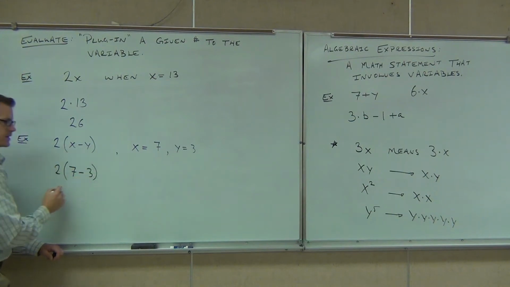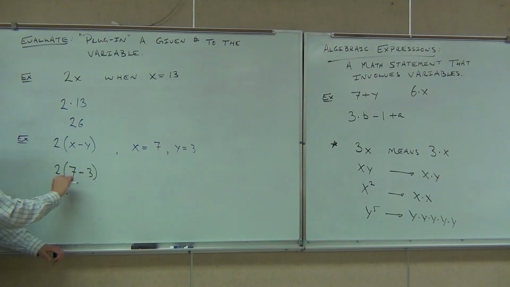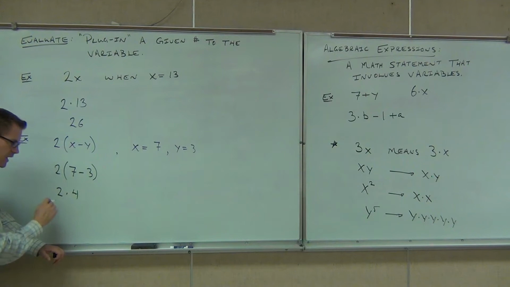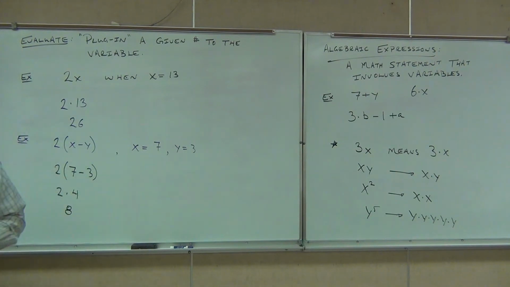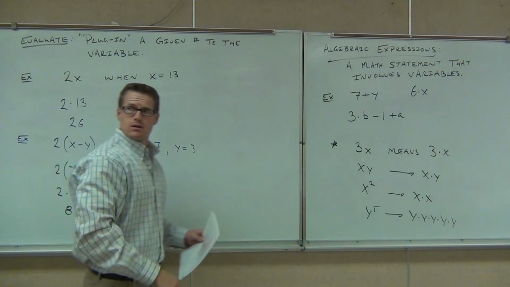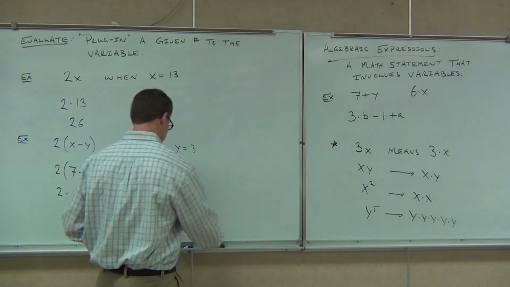Now we've got an order of operations problem. So we'll keep our 2. We know to do parentheses first, that gives us 4. And then we finish off our multiplication and we get 8, that's exactly right. Let's try a couple more. I'll give you something to do on your own, then we'll call it a day today.